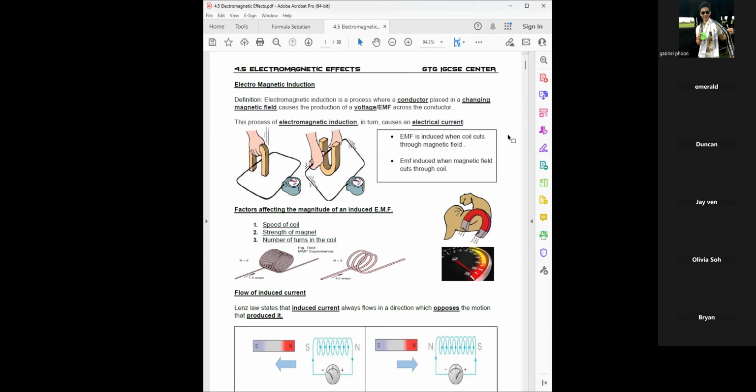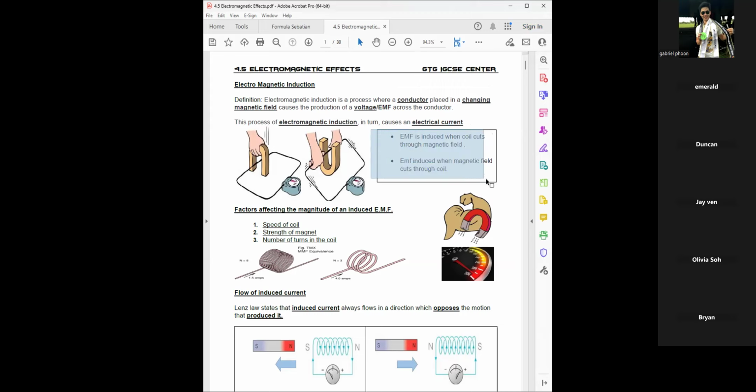Okay, anyone has any questions for this part? Good. Wait, so the answer is: you take the conductor and use it to cut the magnetic field, and then this will produce EMF, which will produce current. Yeah, something like that. Okay, understand? Straightforward.